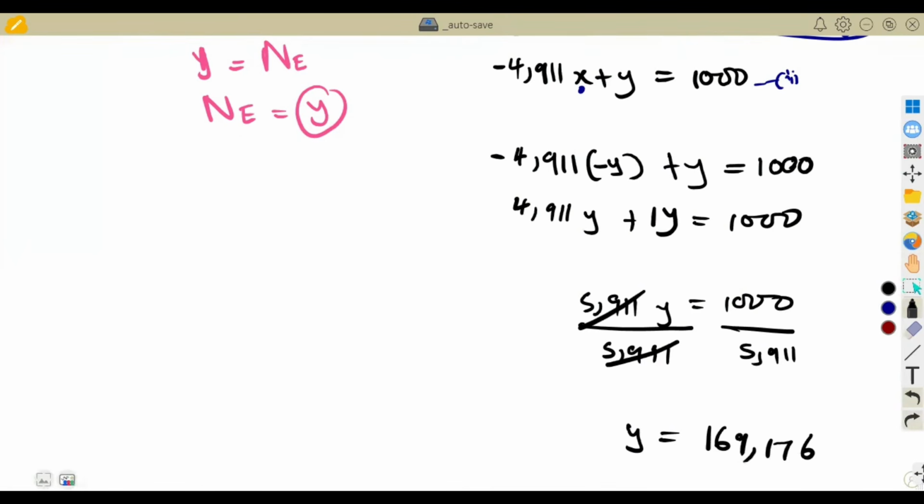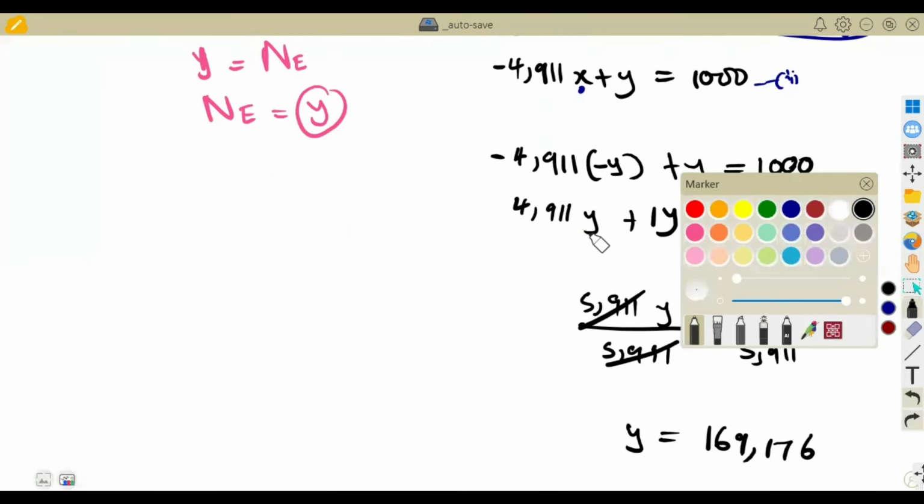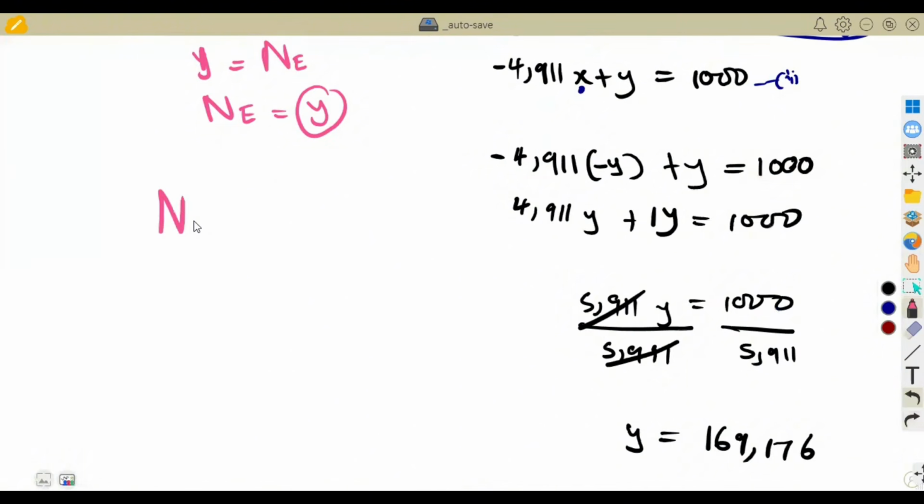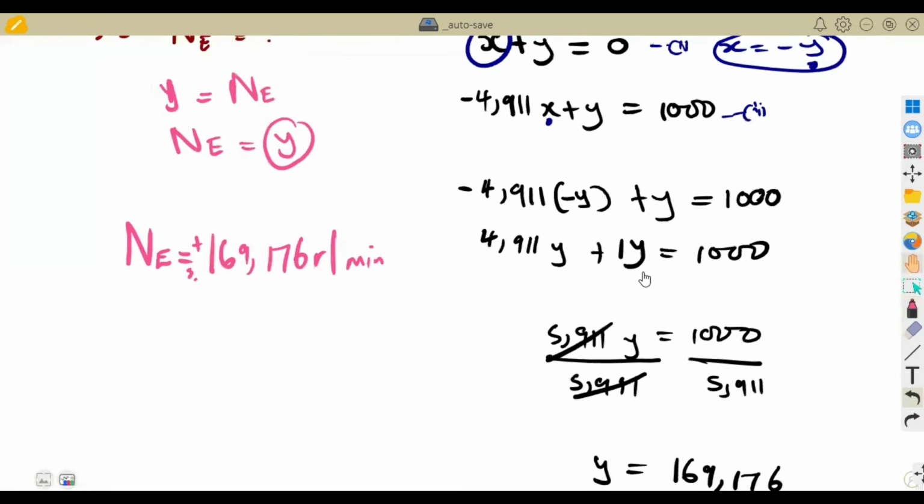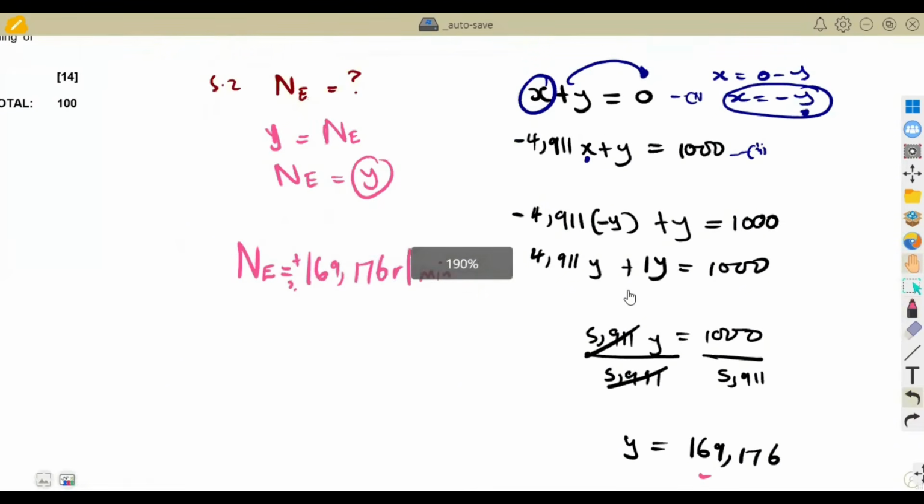So in terms of the speed, it follows that the speed of the arm is going to be equal to the value of y, which is 169,176 revs per minute. Remember, this is speed in revs per minute. And that's a positive to show that this is clockwise. So you're going to write it as a positive. That's the idea there. That was the idea of the question.